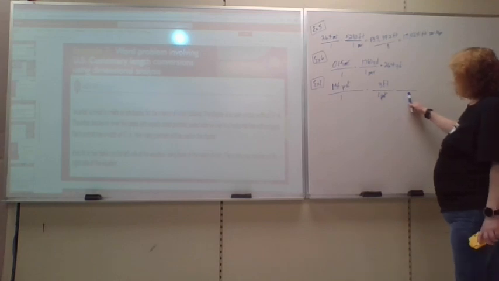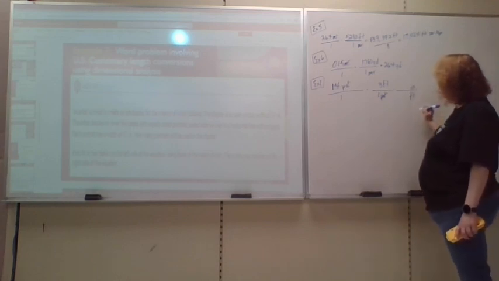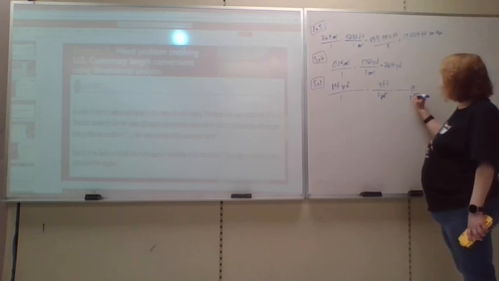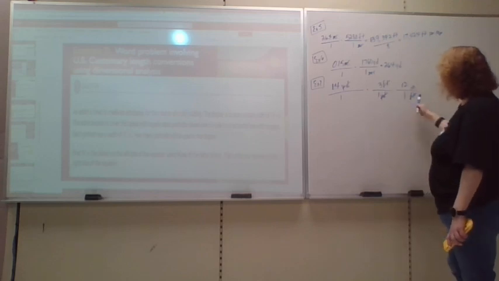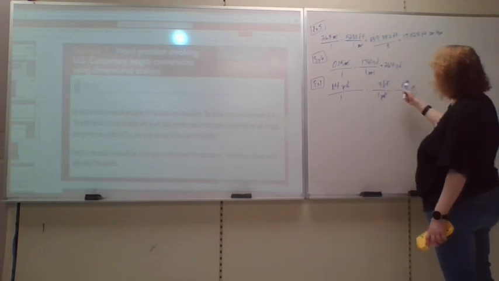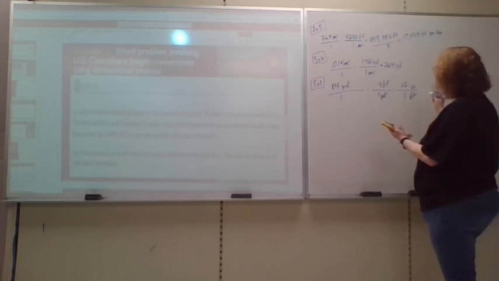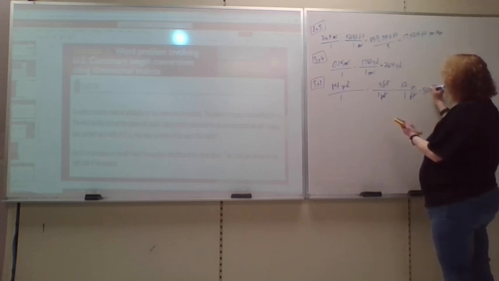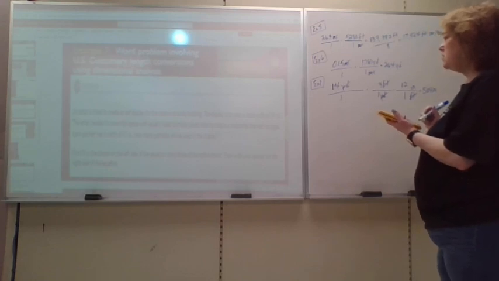So when you put feet here, and we put feet here, and we put inches here. So how many inches is in a foot? 12. So we put 1 here, and you put 12 here. So then that goes away. Now is that what I need? Yes, it is. So when we multiply across, 14 times 3 times 12, and I get 504 inches. So we found out how many inches the total width is.